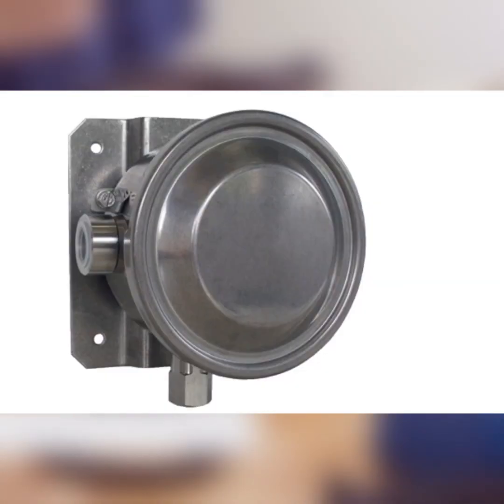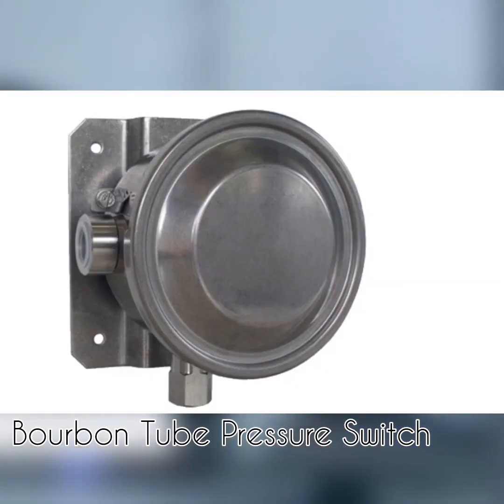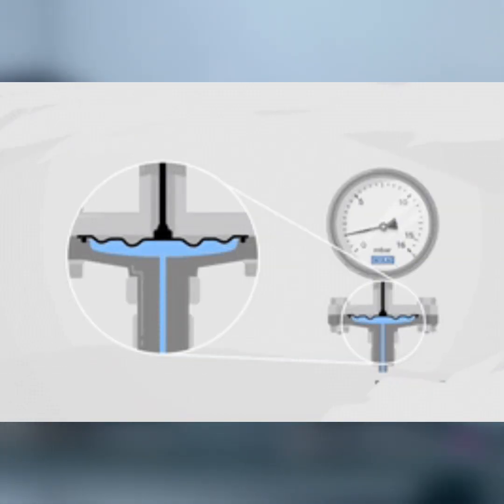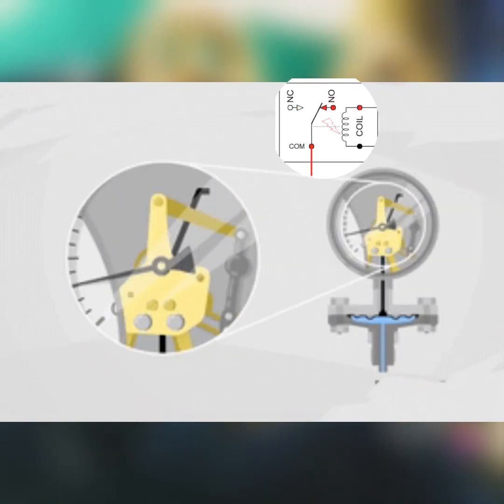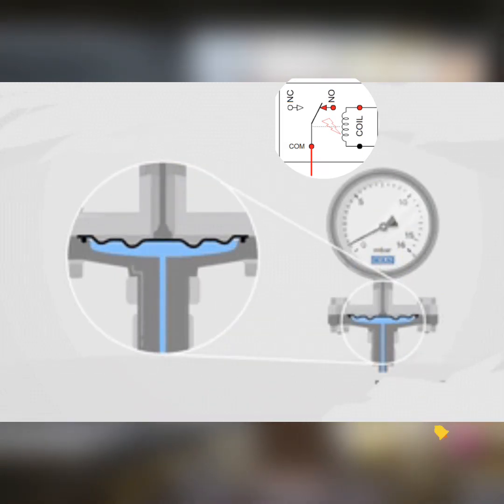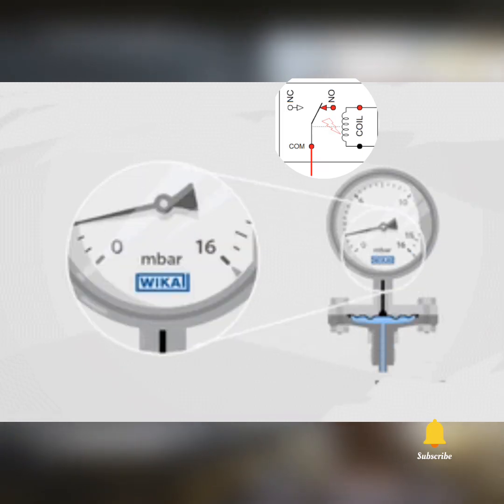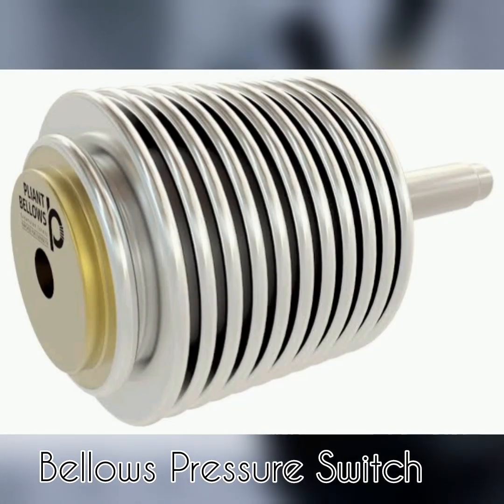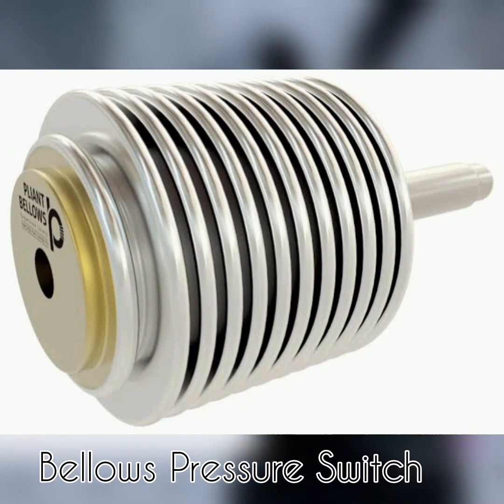Next is the Bourdon tube pressure switch. This switch consists of a curved tube that either straightens or bends as the pressure fluctuates. The tube's motion is then transferred to a switch mechanism, which activates the electrical circuit once the pressure level reaches a predefined point.